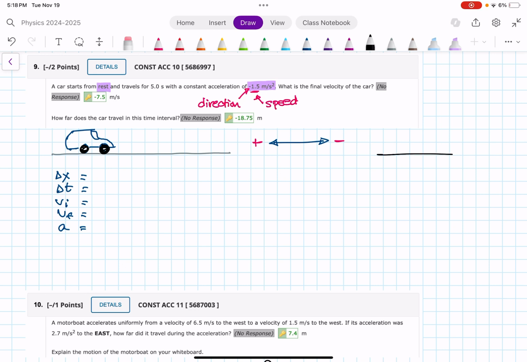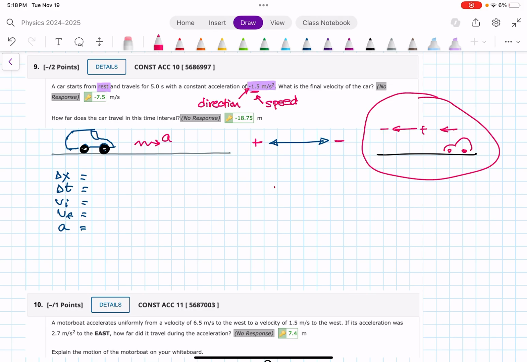You could have had your car going this way, and that could be the negative direction in this example. This would be negative, positive. But you don't have to necessarily do that. We can treat the direction it's traveling as negative. So that means when we say the acceleration is in this direction, the acceleration is negative also.